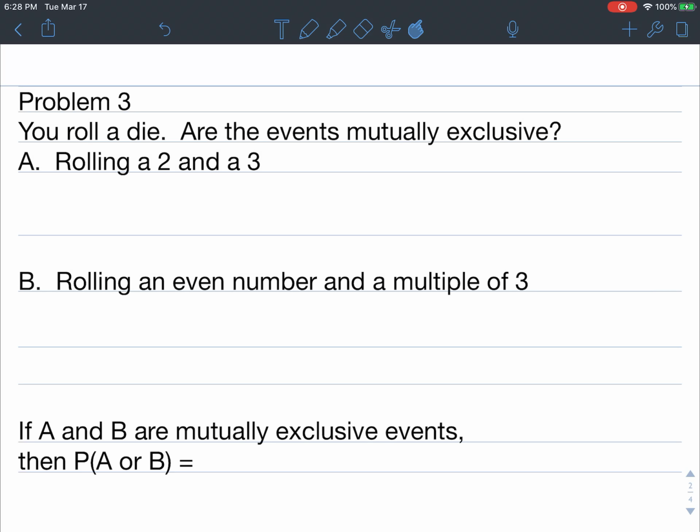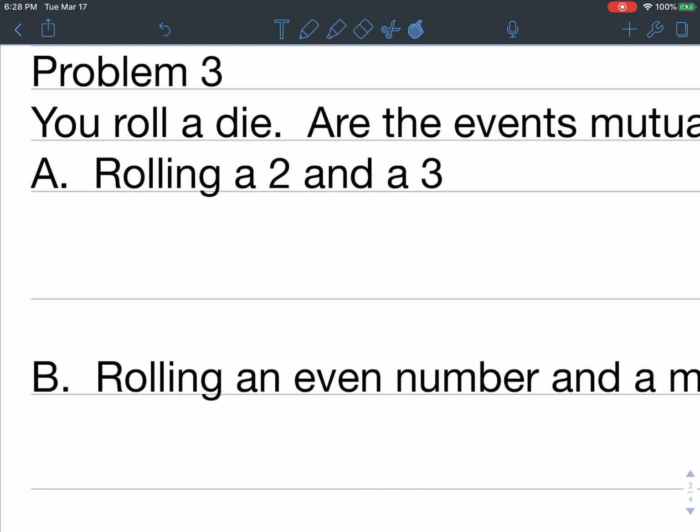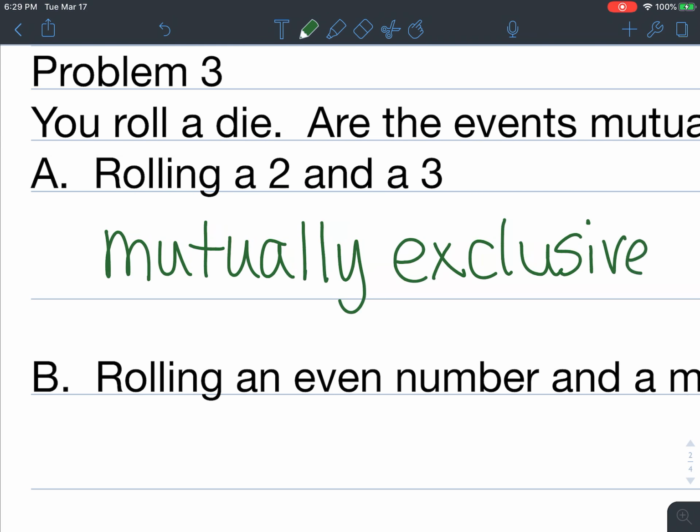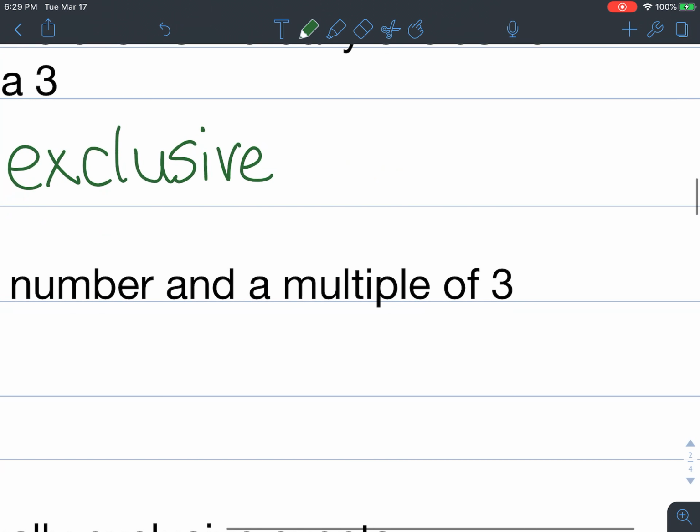How about rolling a 2 and rolling a 3? Can you roll a 2 and a 3 at the same time? Is that possible? No, they're different numbers. They don't have anything in common when they just say rolling a 2 and rolling a 3. Therefore, these are mutually exclusive. They don't have anything to do with each other. They don't affect each other.